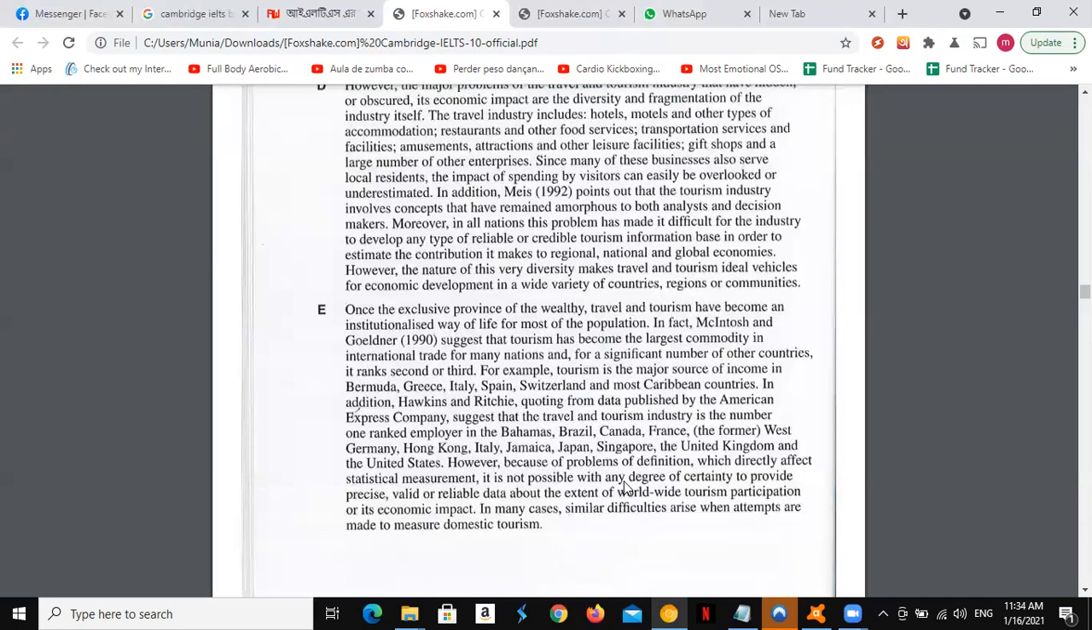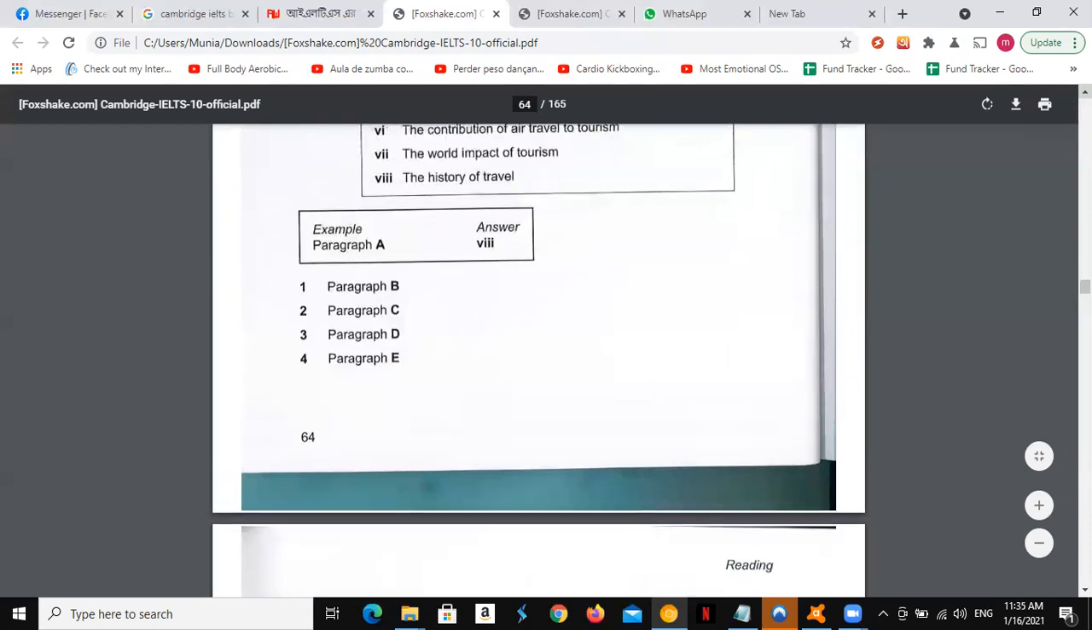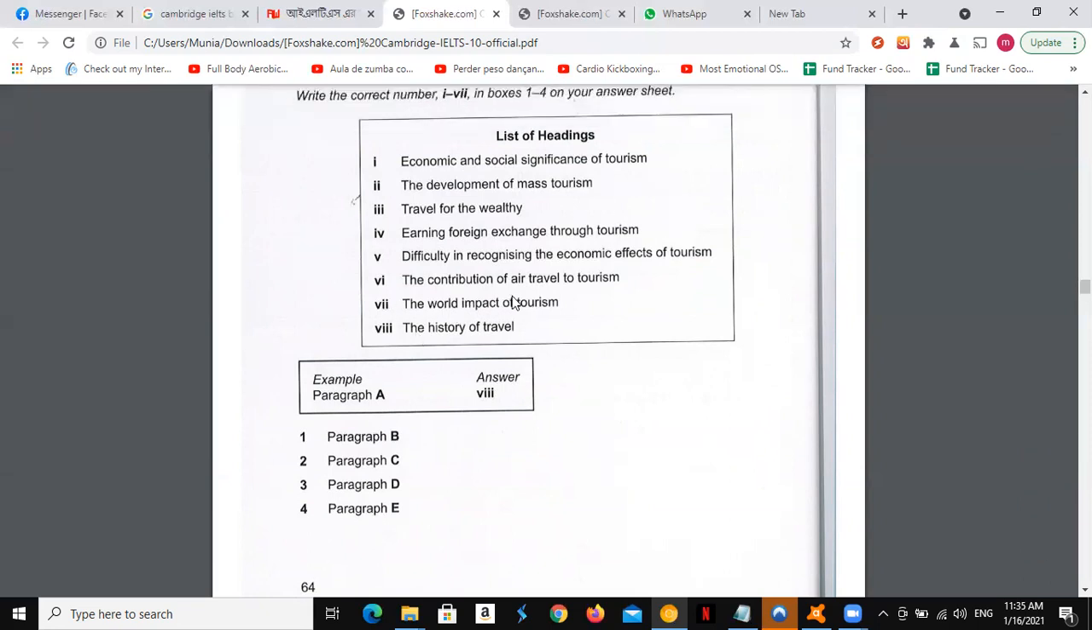However, there is a problem of definition which typically affects the movement. We can't provide precise data on the worldwide tourism participation. So this is your keyword here, worldwide tourism participation or its economic impact. They are saying that because of the data mismatch and lack of data availability, they are unable to find out the worldwide tourism participation or its economic impact. So going back to the heading, here, the world impact of tourism. The answer for section 4, paragraph E is 7, the world impact of tourism.